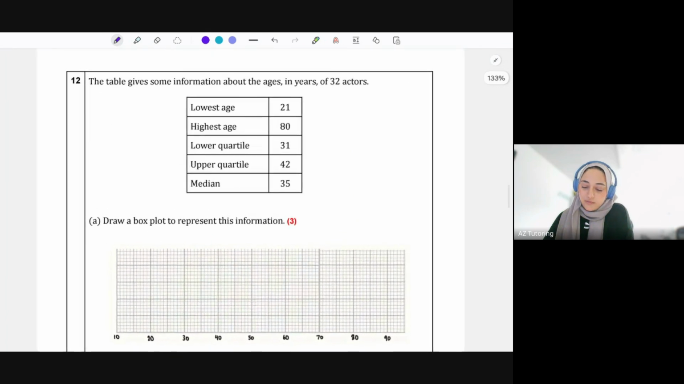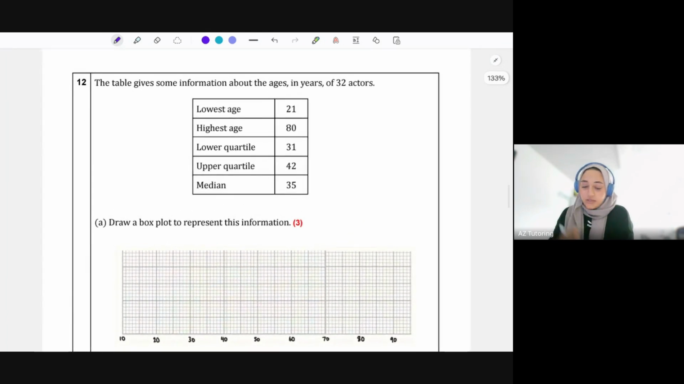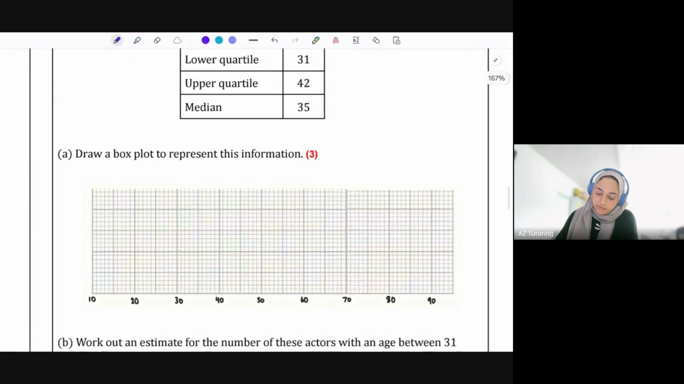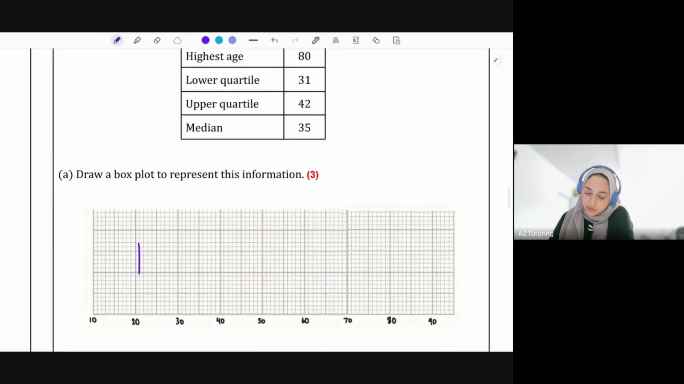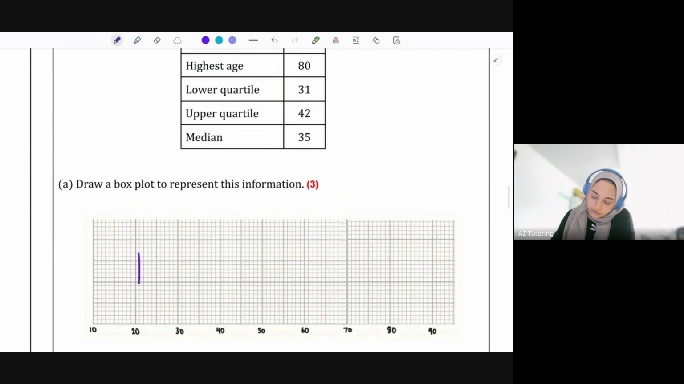Well, the table gives some information about the ages in years of 32 actors. So in total, we've got 32 actors. What have they given us? They've given us the lowest and highest age. They've given us the lower quartile, upper quartile, and the median to draw a box plot. So the lowest age is 21. So 21 just lies around here. The highest age is 80. So I can put that like so, just over here.